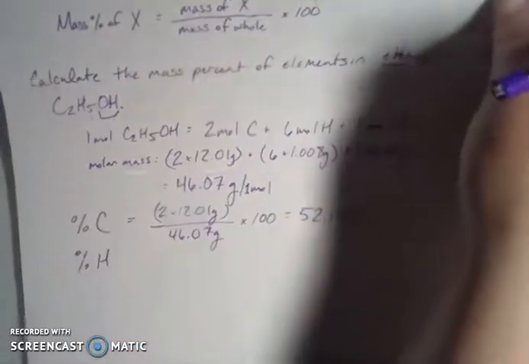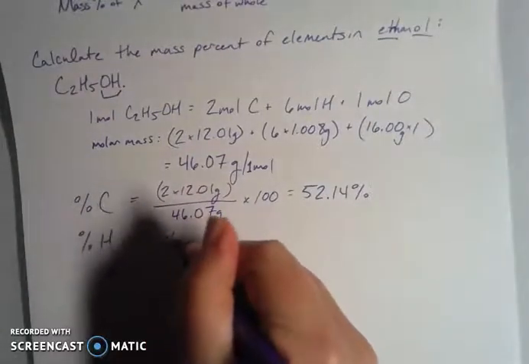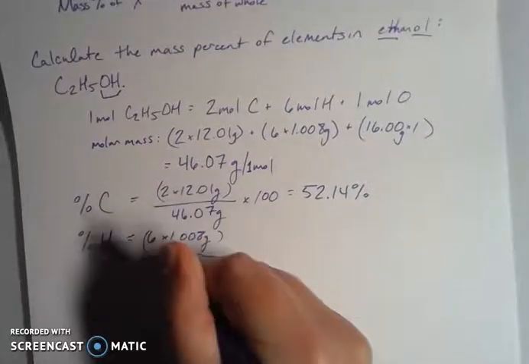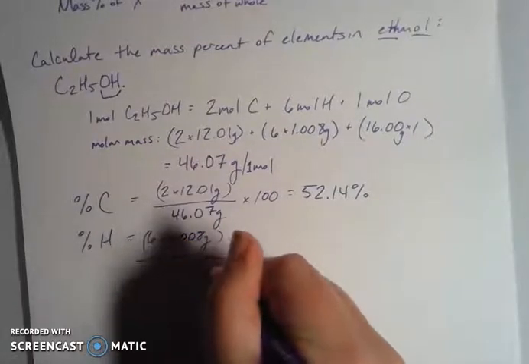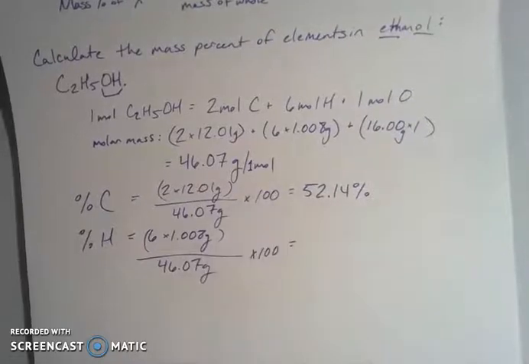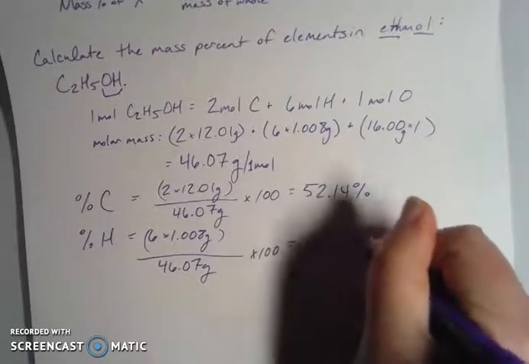Then we can do the same operation for each of my elements. So I can go to my hydrogen here. I'm going to take my 6 times my 1.008 grams, divided by the whole, multiplied by 100. Then I would get 13.13%.